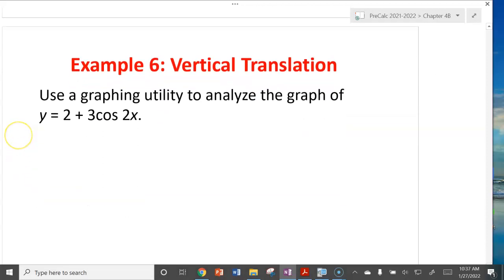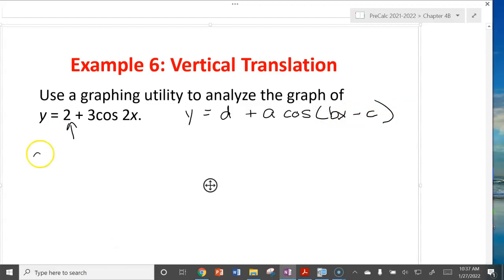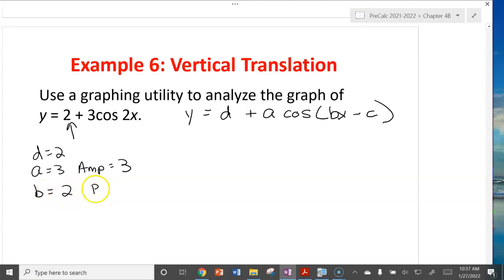All right, now we're going to use a graphing utility to analyze this graph. We've got a vertical translation. We've got D here for the first time. Remember our parent function, y equals D plus A cosine of bx minus c. From here, D equals 2 now. A equals 3. So that gives us an amplitude of 3. B equals 2, so period equals 2 pi over B, so period equals pi. C equals 0, no phase shift.